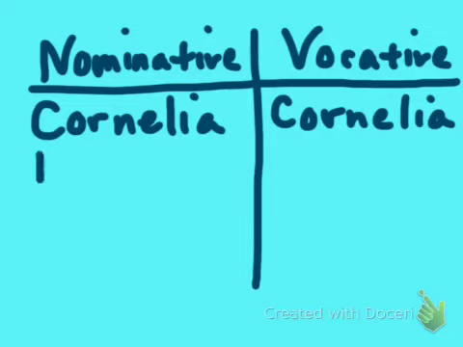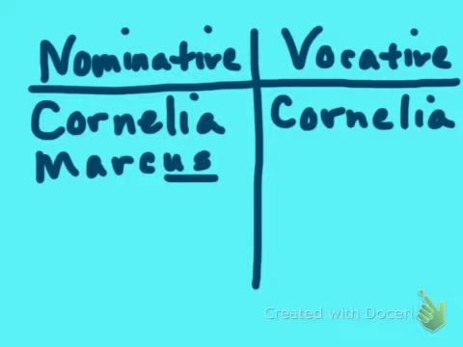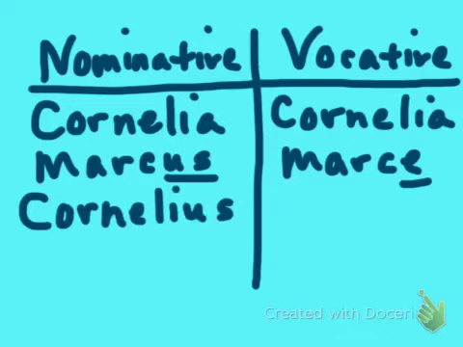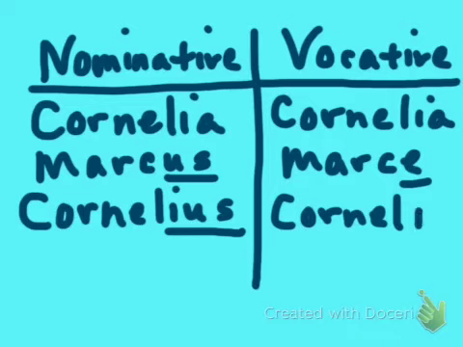If I called Marcus and said, "Marcus, time for lunch," because Marcus ends in US, his vocative case would end in E. So when nouns end in US, they change to E in the vocative. If Aurelia was calling her husband Cornelius to come in for lunch, because his name ends in IUS, his vocative form looks like this, just an I: Corneli.